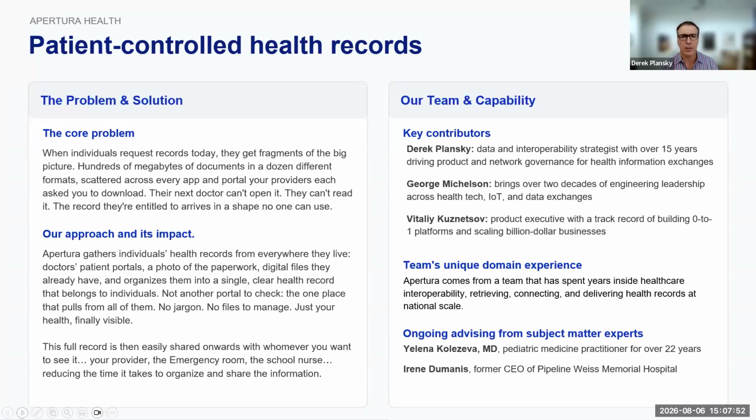The 3 key principles of our organization are myself, who come from the interoperability space, George Michelson, who brings several decades of engineering expertise to the table, as well as health tech and IoT experience, and Vitaly Kuznetsov with an extensive track record of product experience. Our core competencies really then are on the technical, operational, and product side. So naturally, we need to bring in some clinical expertise, and we're tapping some outside advisors on that as well, including Yelena Kolozeva and Irene Dumanis.